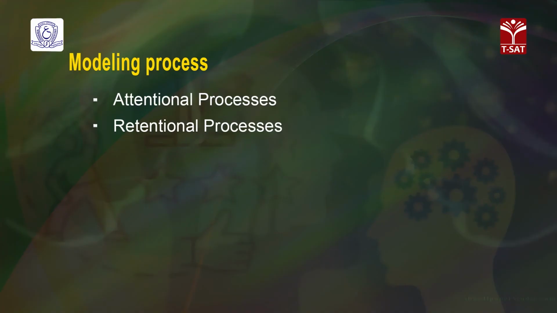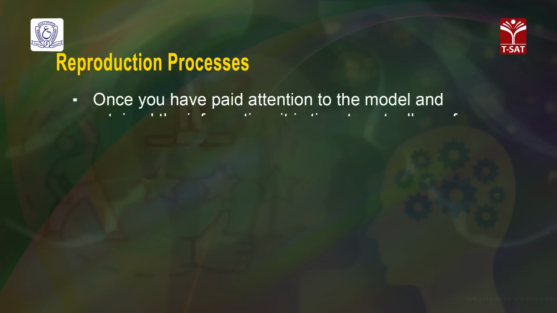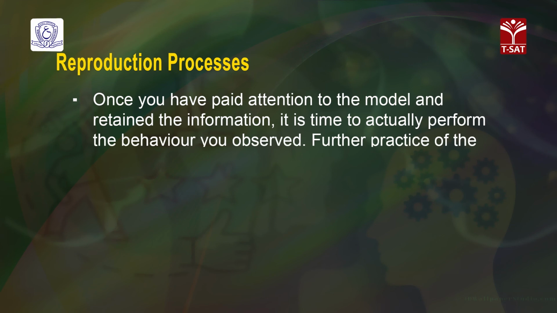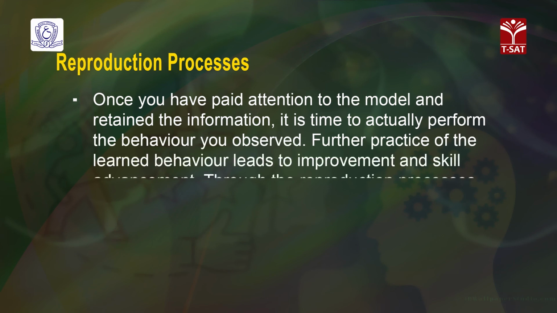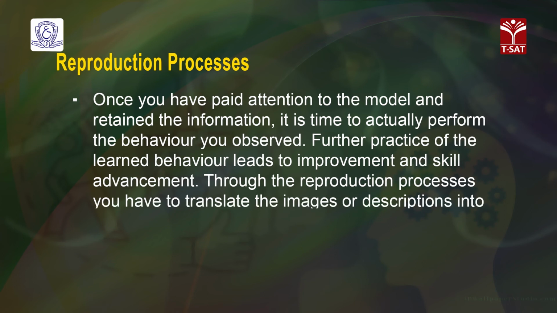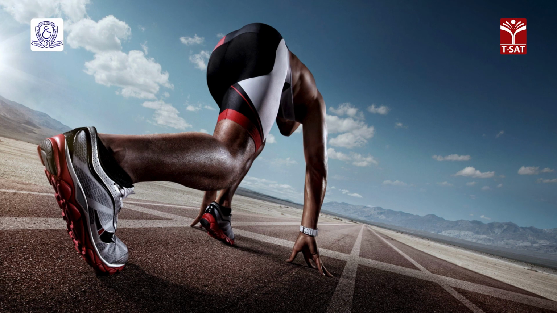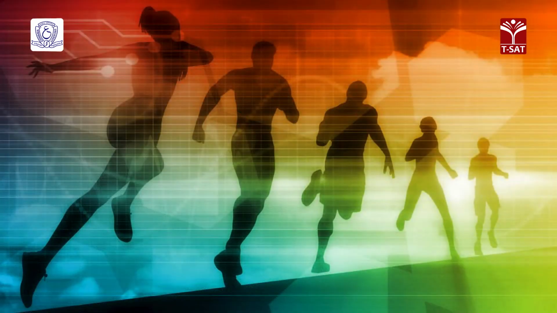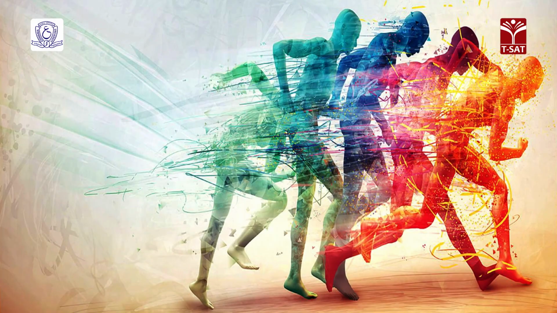3. Reproduction processes. Once you have paid attention to the model and retained the information, it is time to actually perform the behavior you observed. Further, practice of the learned behavior leads to improvement and skill advancement. Through the reproduction processes, you have to translate the images or descriptions into actual behavior. Also, it has been noted that our abilities improve even when we just imagine ourselves performing. Many athletes, for example, imagine their performance in their mind's eye prior to actually performing.